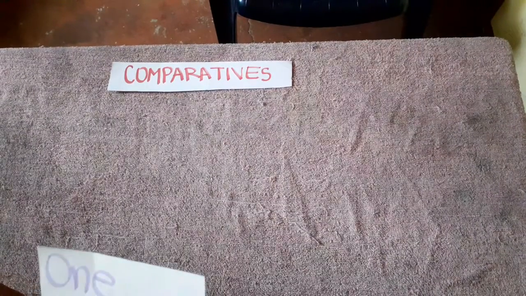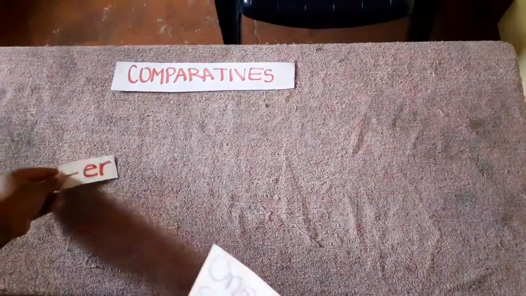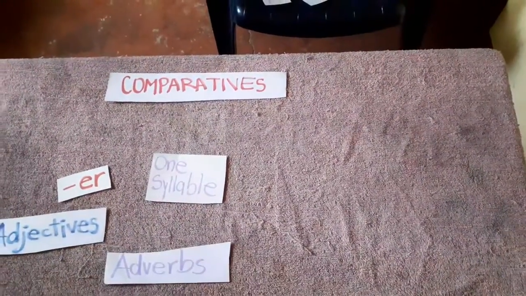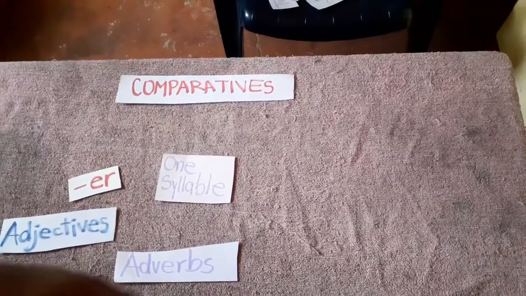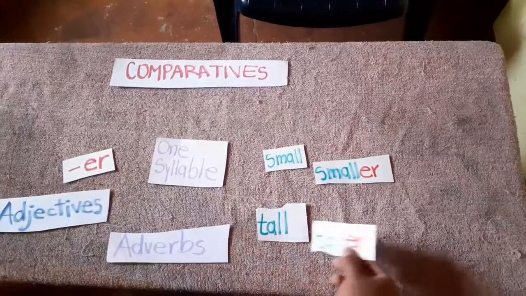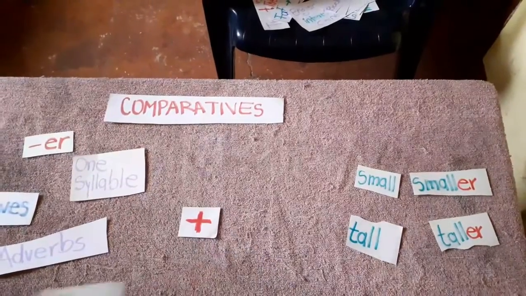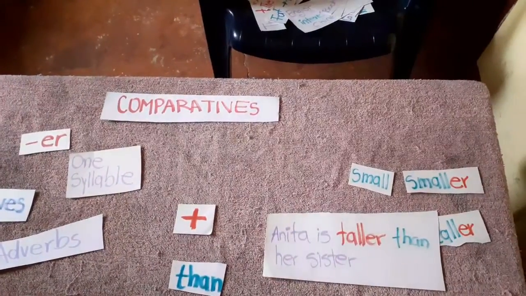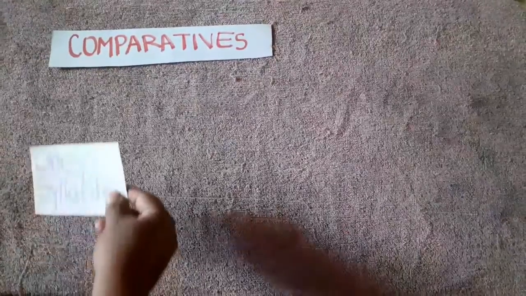To form comparatives, we add er to one syllable adjectives and adverbs, like small, smaller, and tall, taller. Plus the word than. For example, Anita is taller than her sister.